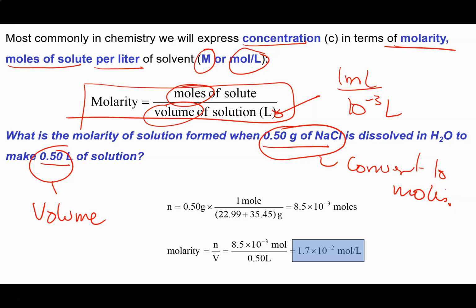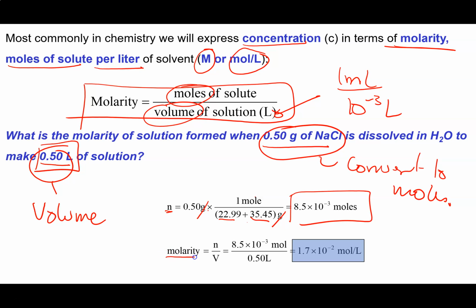So how I'm going to convert this to moles is by multiplying by 1 on the molar mass. So the number of moles, and I normally use the symbol n to indicate the number of moles, is equal to 0.5 grams multiplied by 1 on the molar mass. And in this case, our molar mass, we've got 1 sodium and 1 chlorine. Our units of grams cancel out, leaving us with moles, and we have 8.5 by 10 to the minus 3 moles. What are we going to do with that 8.5 by 10 to the minus 3 moles? We're going to make it up to half a liter of solution.